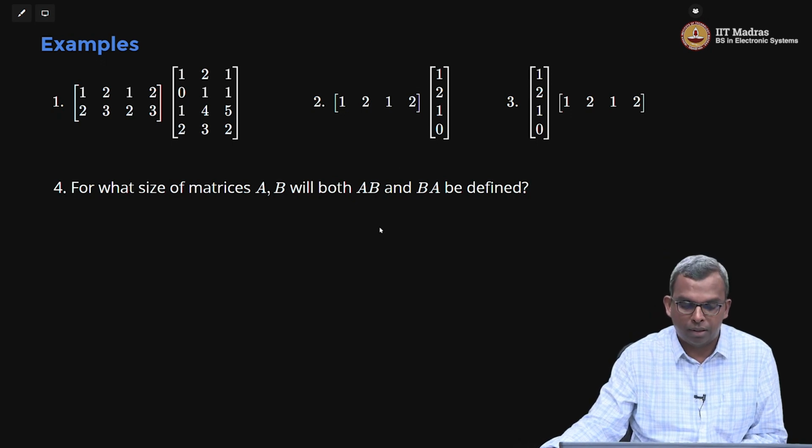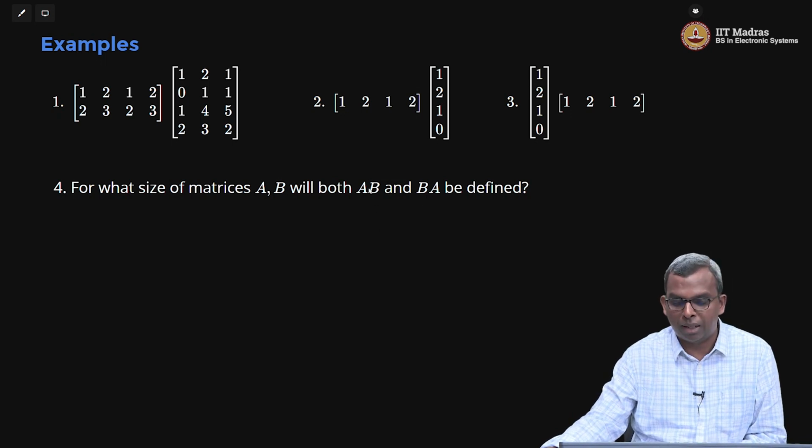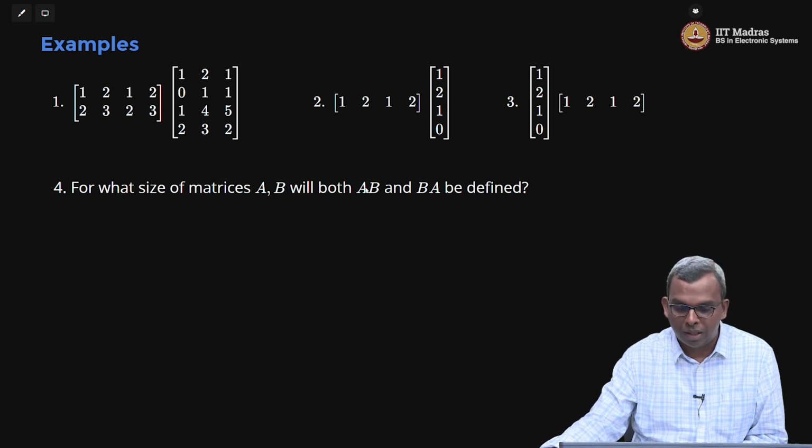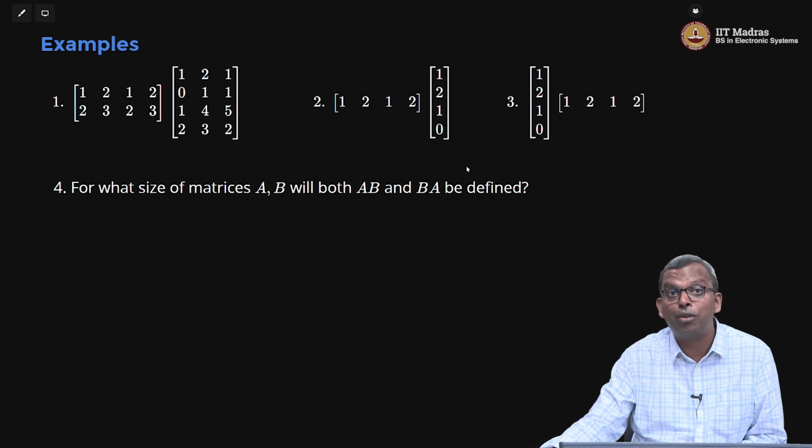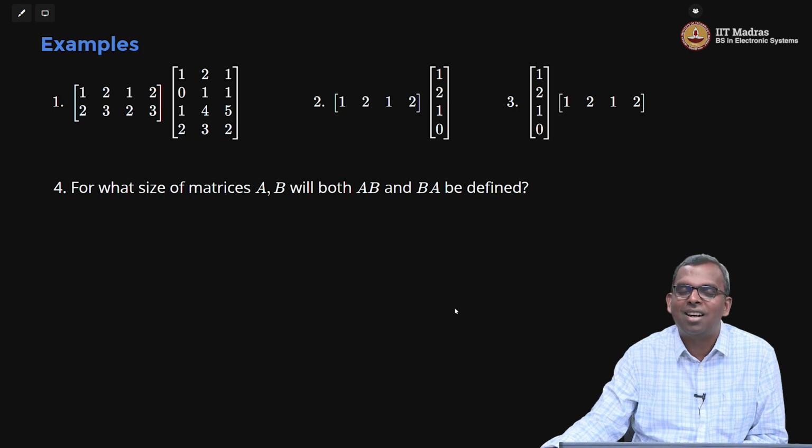So it is very interesting to see that AB and BA can both be defined, but they could be different. The sizes themselves could be different. For instance, if A is 2 by 4 and B is 4 by 2, AB is 2 by 2, and BA is 4 by 4. The sizes themselves are different.